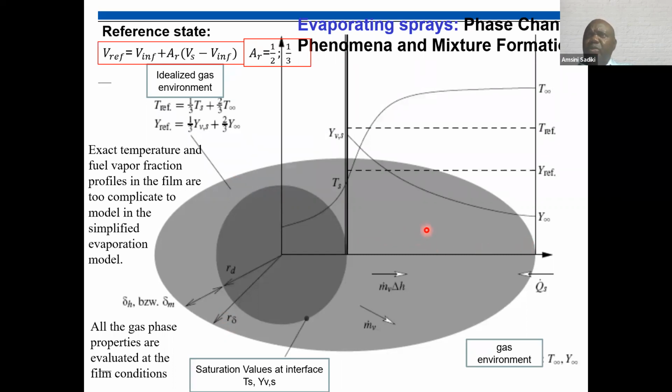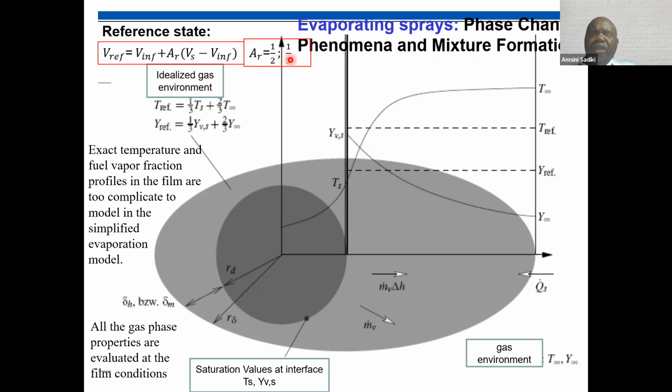The material properties we obtain here, we will call the reference values. And to get this reference value, we use this rule. We have the value at infinity plus a ratio multiplied by the value on the interface minus what we have here. And this rule can be 1/2 or 1/3. Normally this is commonly used, but it depends also on the situation.